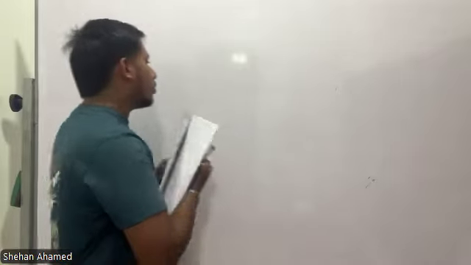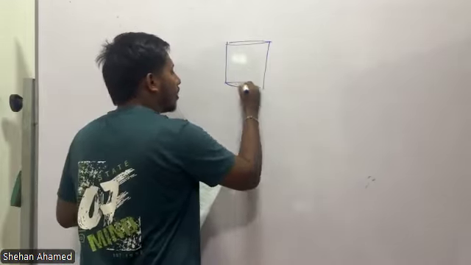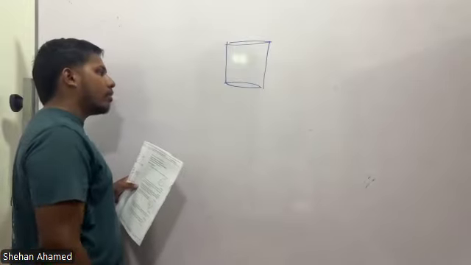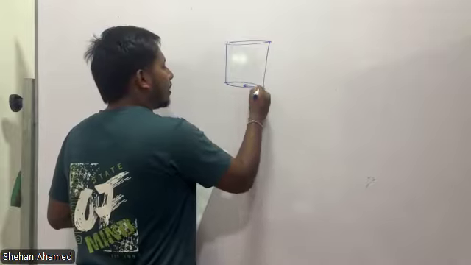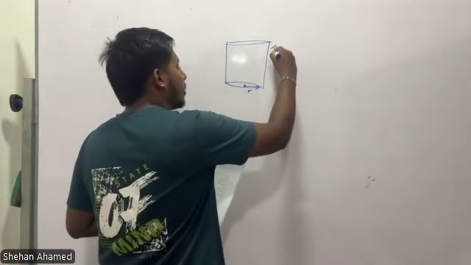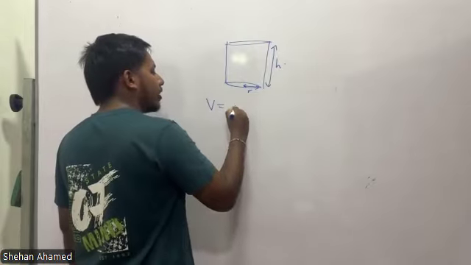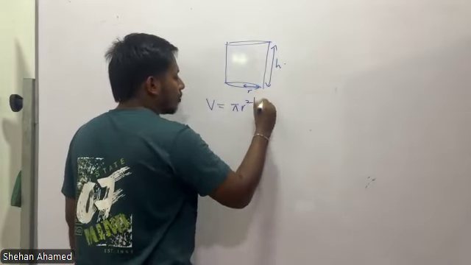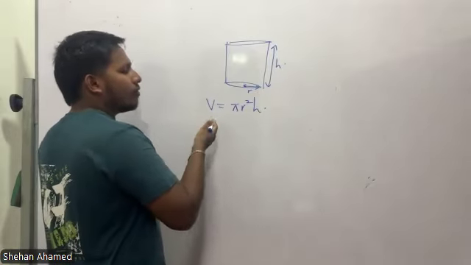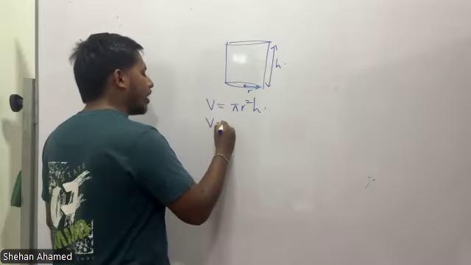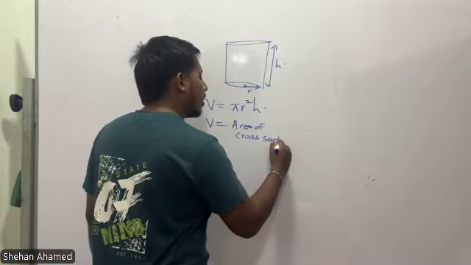Right. Now, to do this question, you have to know the equation of volume of a cylinder. This is the radius, and this is the perpendicular height. If we are finding the volume of the cylinder, the equation is pi r squared h, right? And in the beginning, I told you the general equation for any solid is volume equals area of cross section into height.